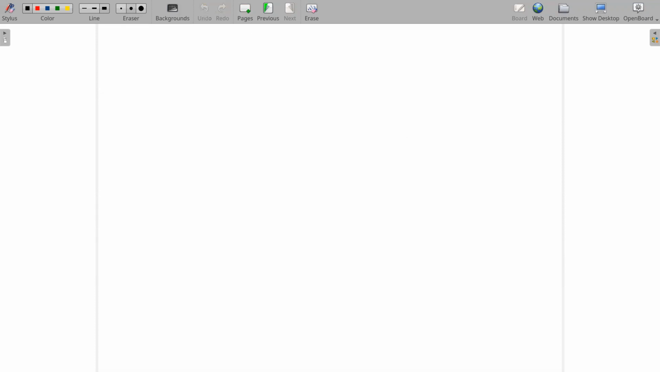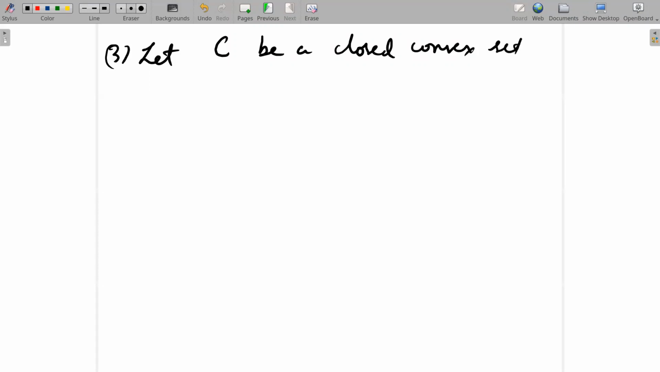Okay. So things till now are something which is very familiar. What may not be familiar is what I'm going to write next. Let C be a closed convex set. If it is not closed, you just close it up and use whatever results you have on there. So let C be a closed convex set in Rn.